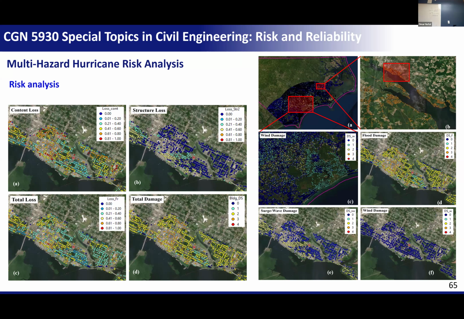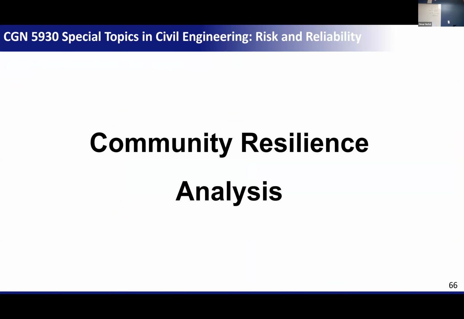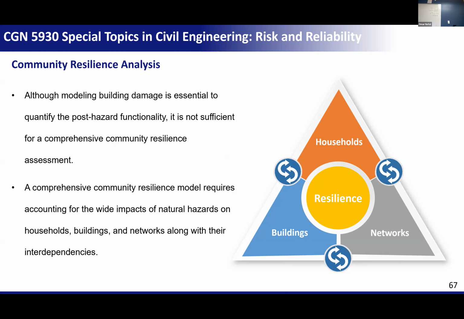Maybe 30 years ago it was something else, but right now everyone is depending on cell phone services. You can take the gas network, the sewer network, every network that you can imagine that is important to your functionality. So that's why right now we are going to talk about community resilience analysis. When we talk about community resilience analysis, it's beyond the building level and it's beyond damage. Okay, so community resilience depends on three things: the household, the building, and the networks.